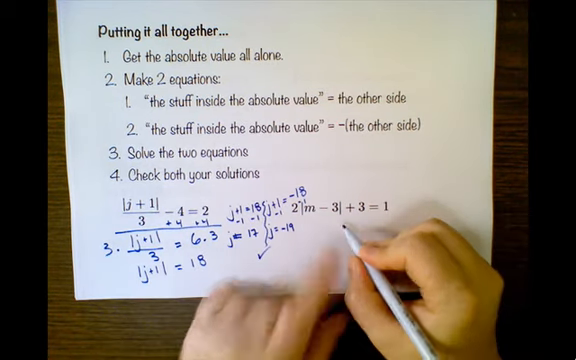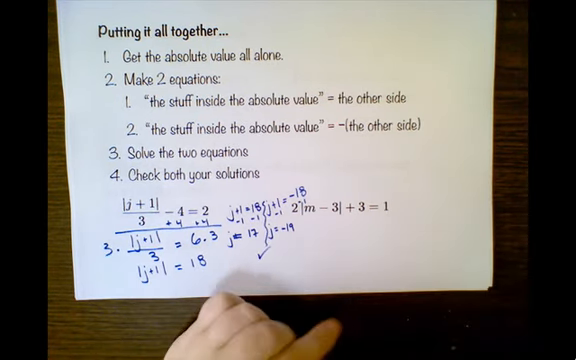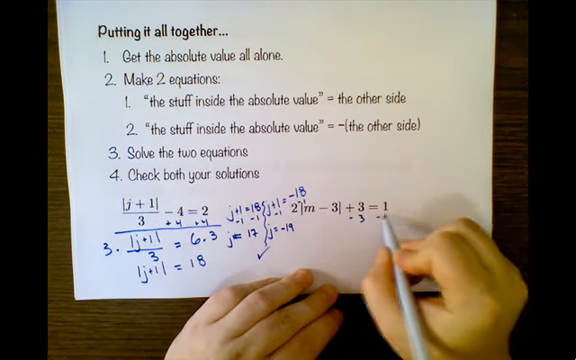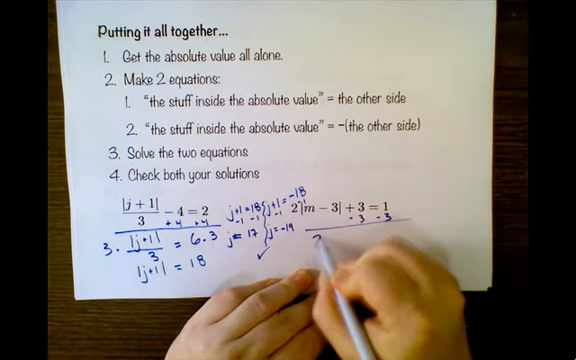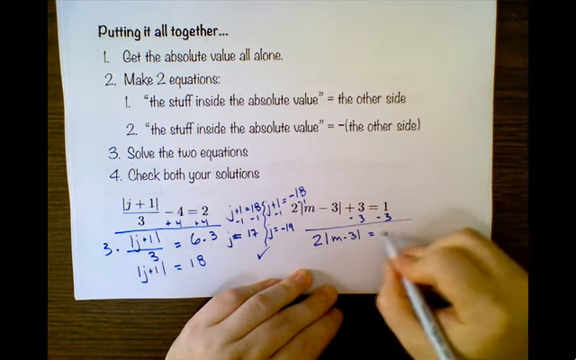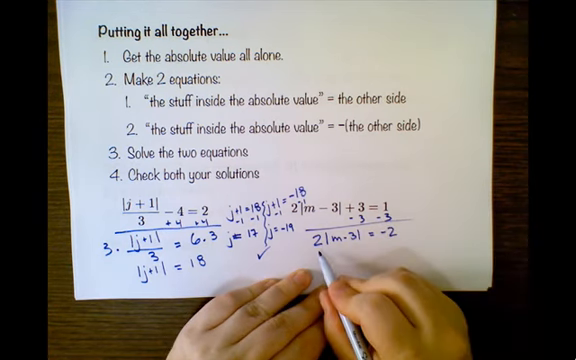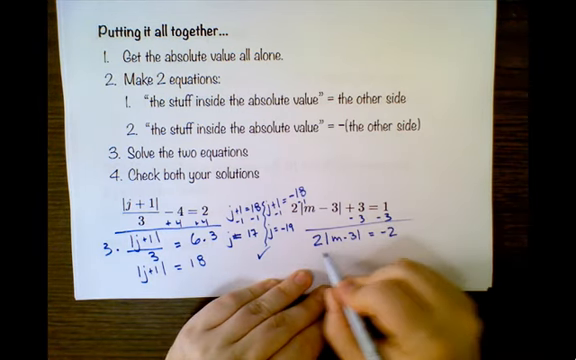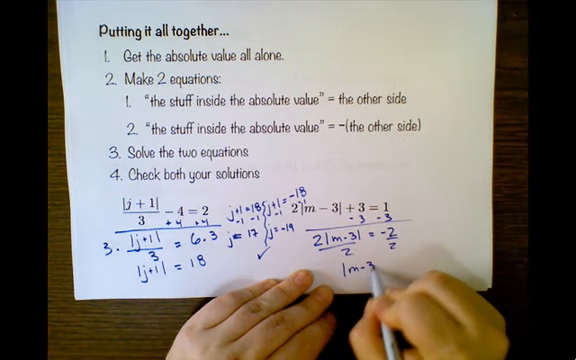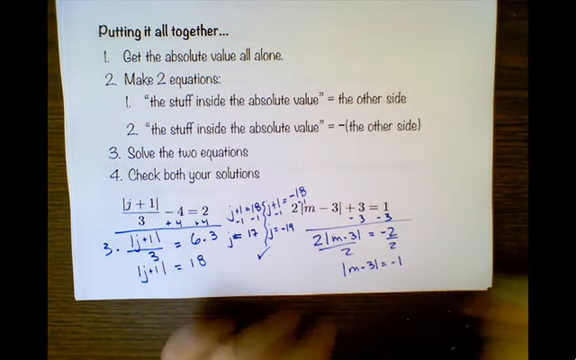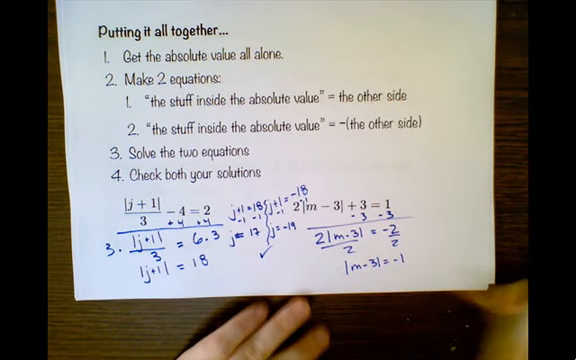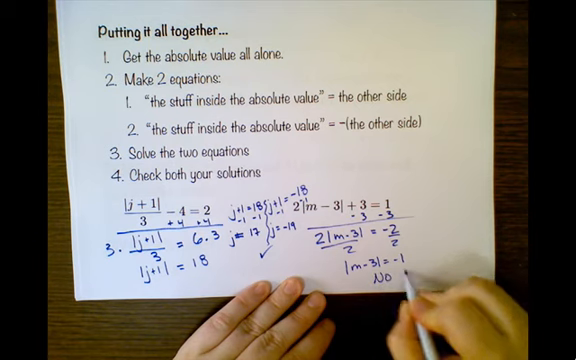Okay, how about this one? First, I need to isolate that absolute value. So I'm going to take away 3 from both sides. I get 2 times the absolute value of m minus 3 equals negative 2. I still need to isolate this absolute value. I'm going to divide both sides by 2. So the absolute value of m minus 3 equals negative 1. But wait, absolute value can't ever equal a negative number. This is a trick. No solution.